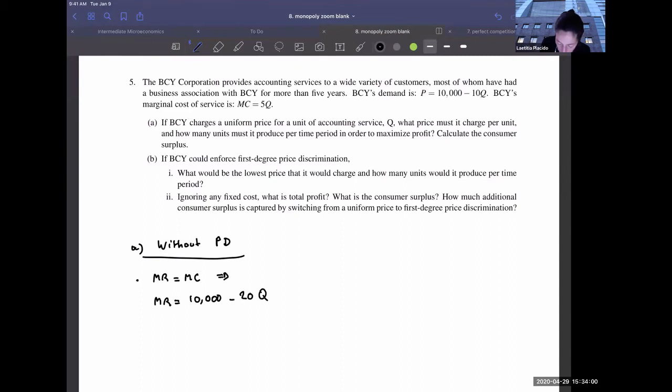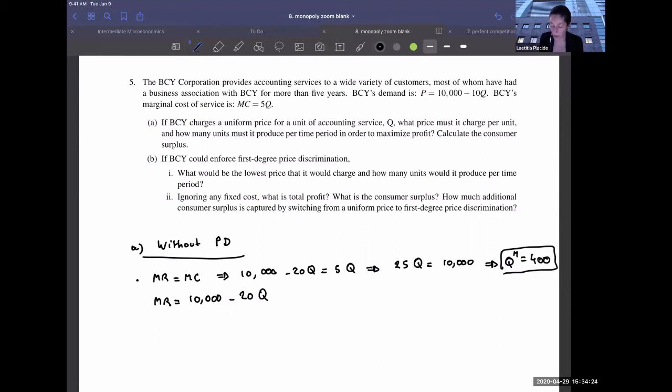So marginal cost equals marginal revenue. So we have 10,000 minus 20Q equals 5Q. Okay, so 25Q equals 10,000 and QM equals 400. So that's the quantity produced without price discrimination. So now let's determine the price. So PM, the price, is given by the demand curve. So it's 10,000 minus 10 times 400. Okay. So PM equals 6,000.